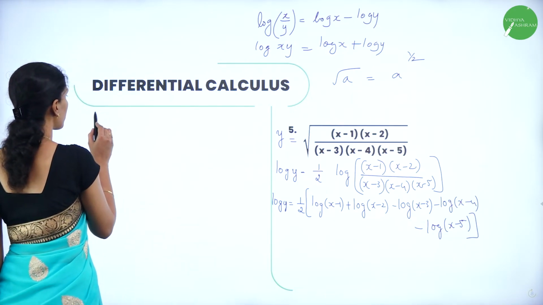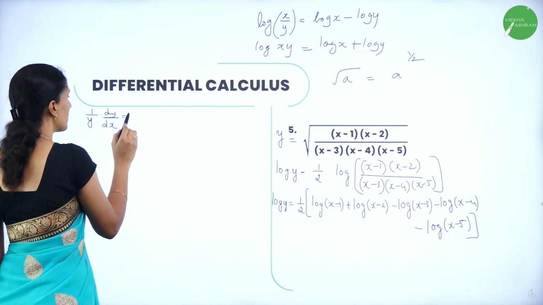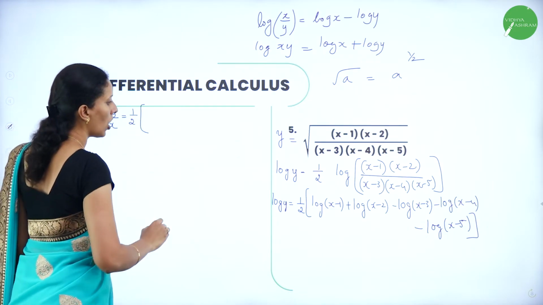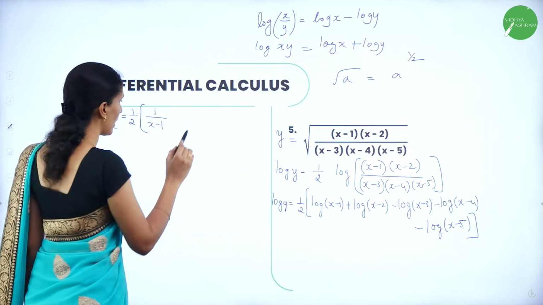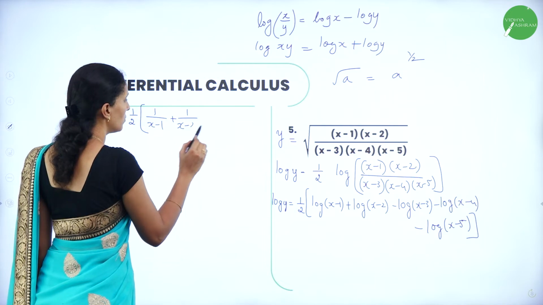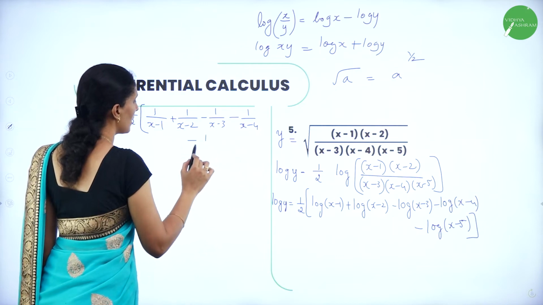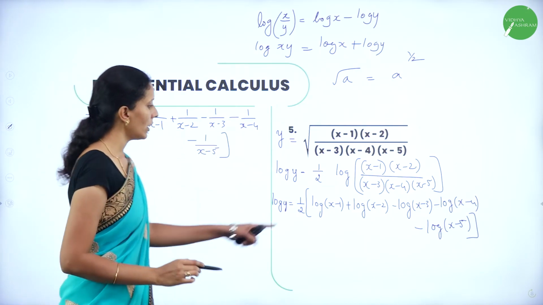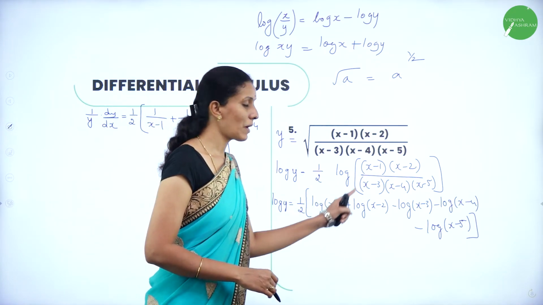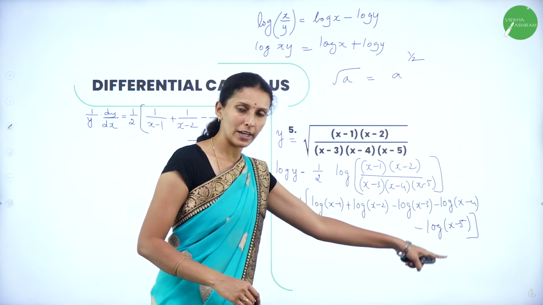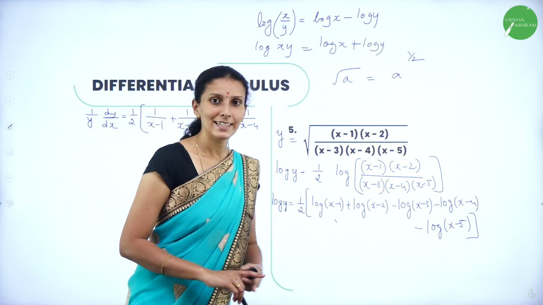Now derive 1 by y into dy by dx. Half is a constant, keep it outside. So log x minus 1 is 1 by x minus 1 and differentiation of x minus 1 is 1 again. Again 1 by x minus 2 minus 1 by x minus 3 minus 1 by x minus 4 minus 1 by x minus 5. So each will be in the form of 1 by x, and differentiation of x minus 1, x minus 2, x minus 3, x minus 4 and x minus 5 is 1 only because you have x as 1 and for constant it is 0.